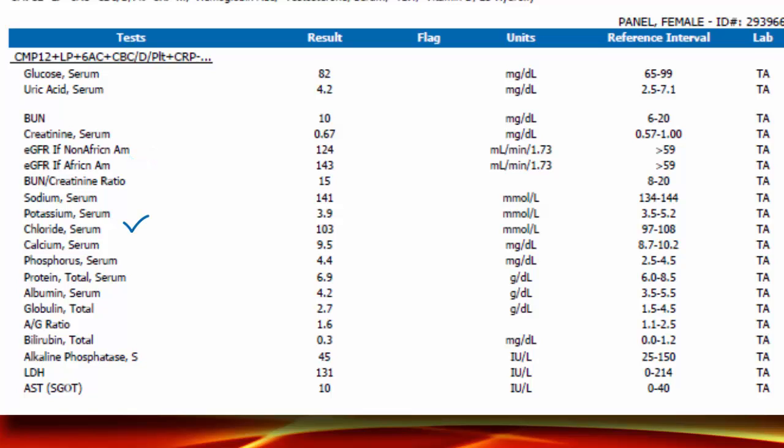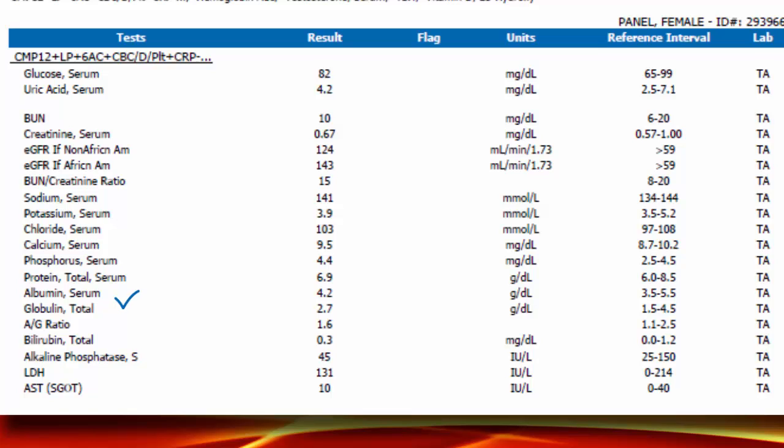Let's move down to these three electrolytes and two minerals that are shown. So sodium, potassium, and chloride are the electrolytes that are being measured here, and calcium and phosphorus are the minerals. Think about bone when you hear about calcium and phosphorus. And you're also looking at endocrine function.